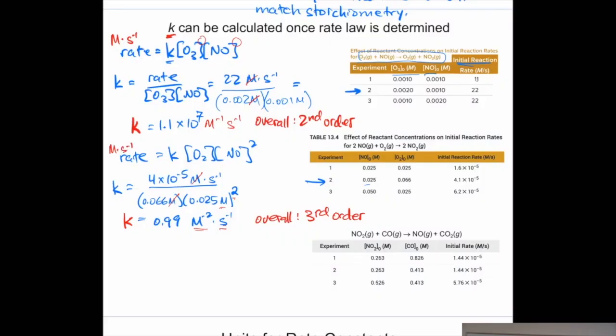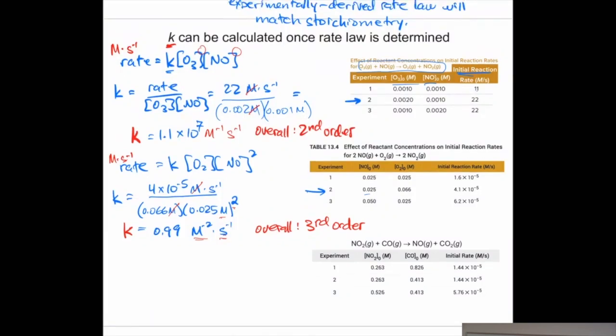That's why the number that's written on top is molar per second. That never changes. That's the rate. But K is going to change depending on the order of the reaction because of how we do the math. All right? Let's do the last one.